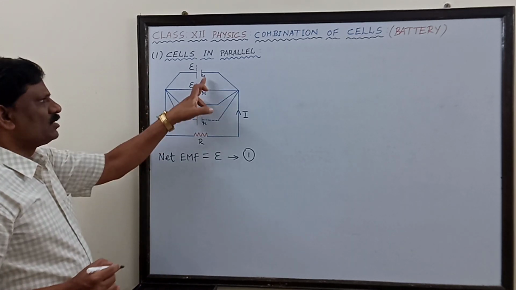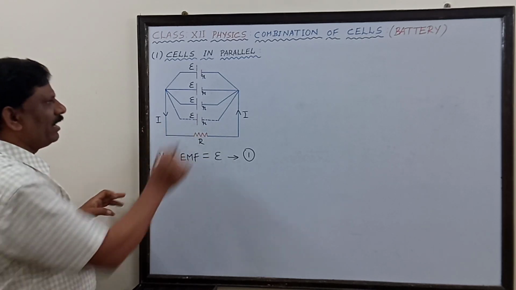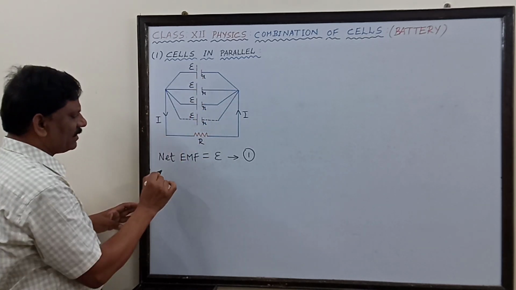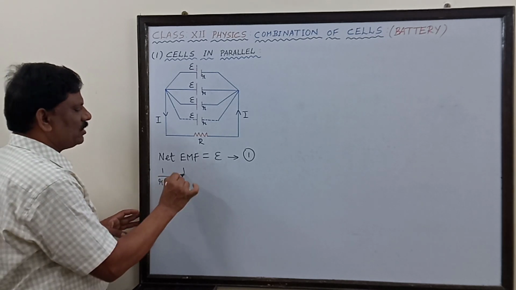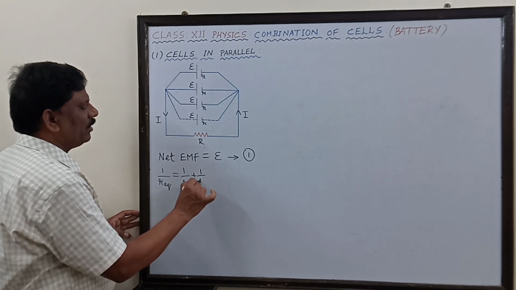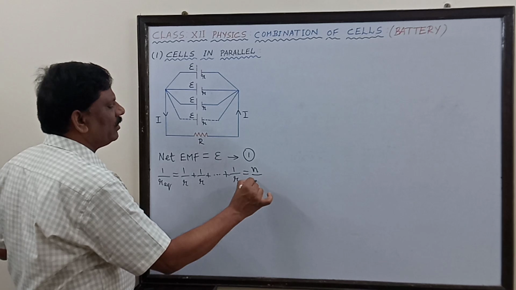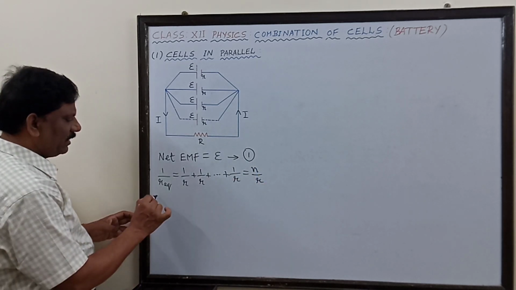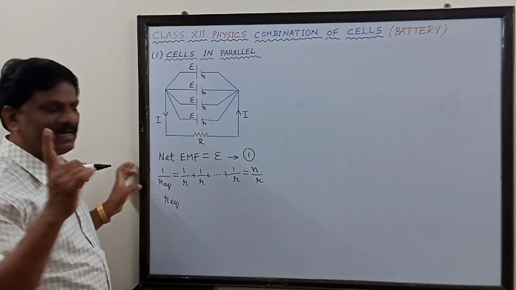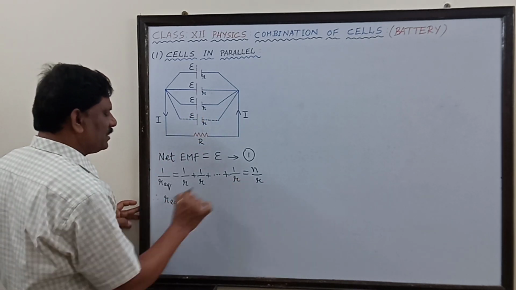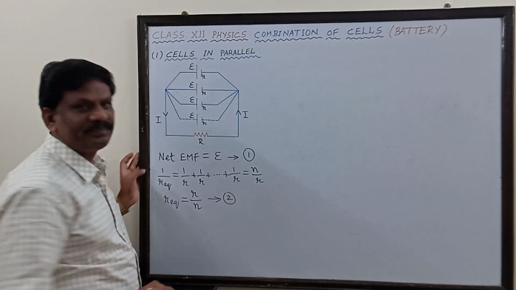Now, small r is the internal resistance of one cell. Therefore, I will find the combination of this. So 1 by small r equivalent is equal to 1 by r plus 1 by r extended up to n number of terms. So this is equal to n divided by r. Therefore, what is small r equivalent? This is the equivalent resistance of only the internal resistance. So this r equivalent must be equal to r divided by n. So this is our second step.